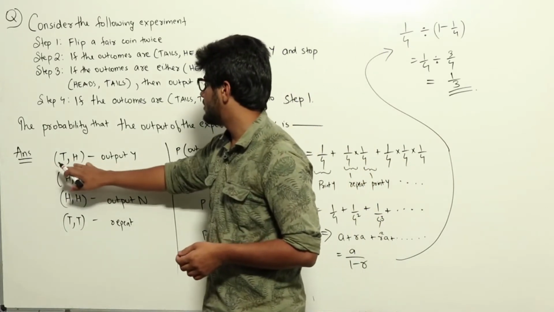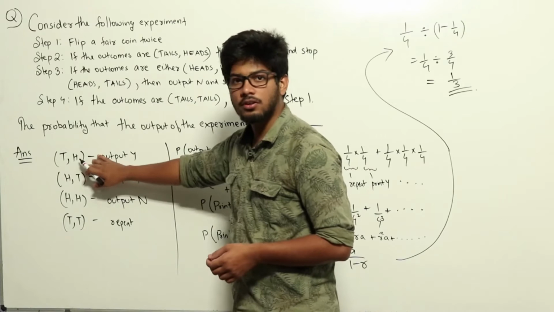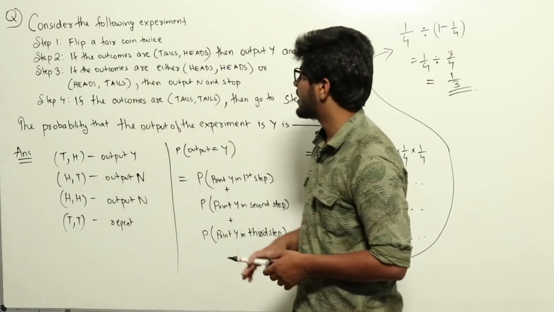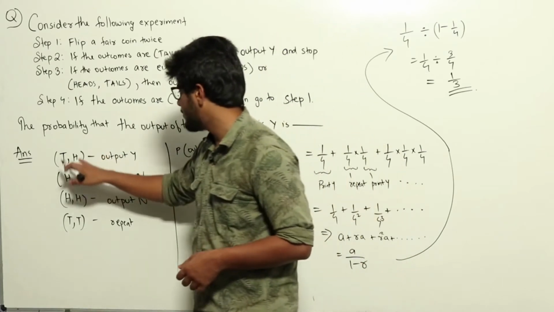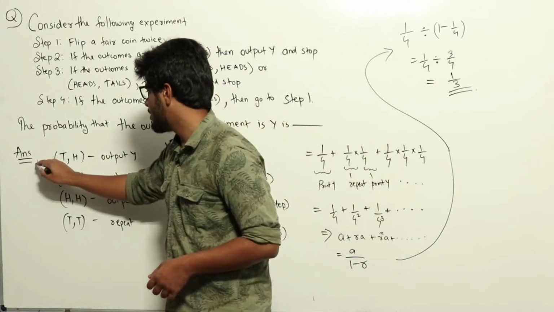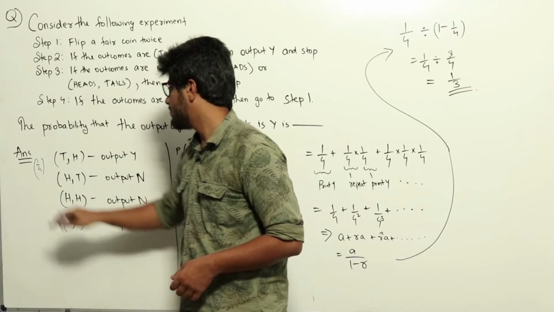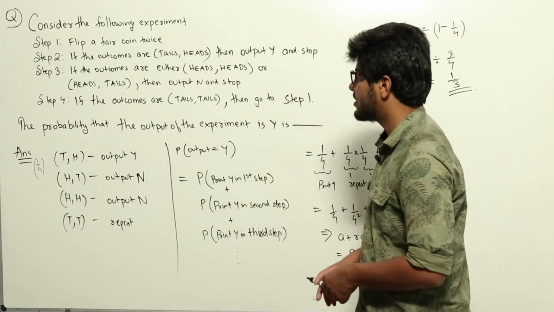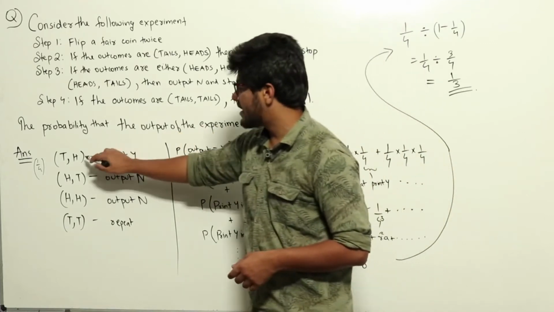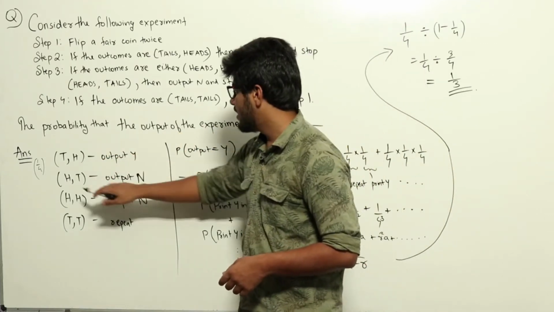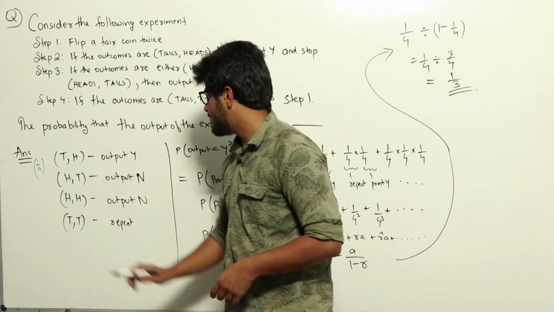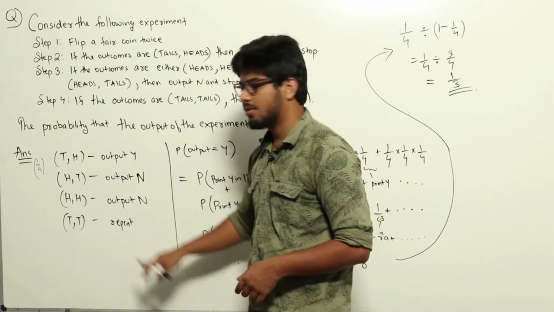So let's find out the probability of each of the outcomes in the experiment. So tails, heads is one of the outcomes, heads, tails, heads, heads, tails, tails. Now they have given it's a fair coin, right? So each of these outcomes will have a probability of 1/4 associated with it. Each of the outcomes is equally probable, so it has a 1/4 probability for each of those. So if tails, heads appears, then we'll be printing Y. If heads, tails or heads, heads is appearing, then we'll be printing N. And if tails, tails is appearing, then we'll be repeating again.